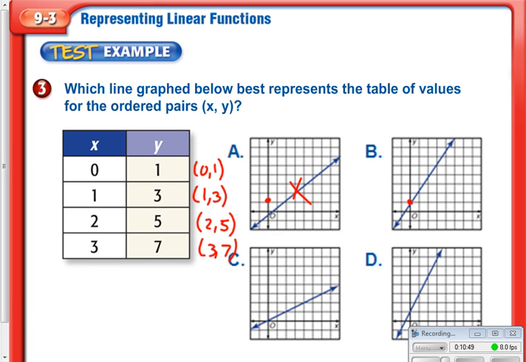Next one, C, (0, 1). I'm just plotting that first ordered pair that we have here. Nope, not going to work. D, (0, 1). Yep, works. So right now my options are between B and D.